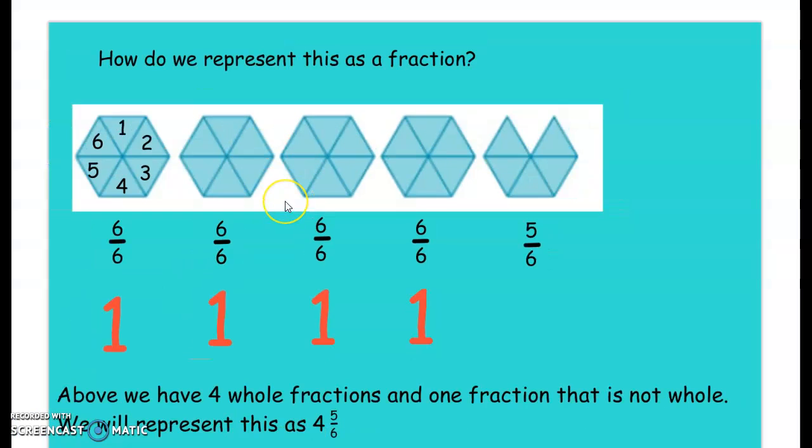So here are our hexagons. Let me zoom out a little bit. Here's our hexagons, and here are the complete ones we had. So there's 1, 2, 3, and 4. And we had 5 left over, so we were able to make 5/6 of a hexagon.